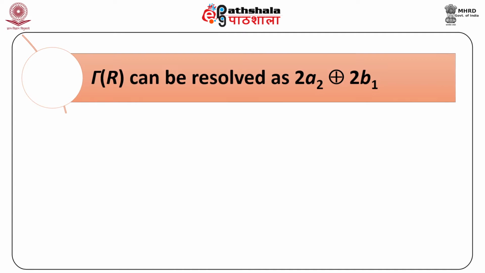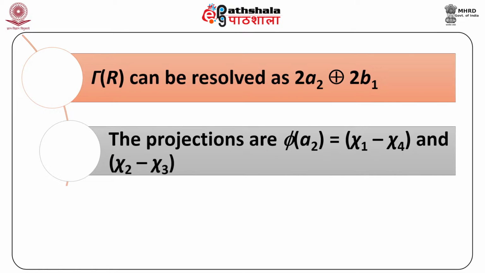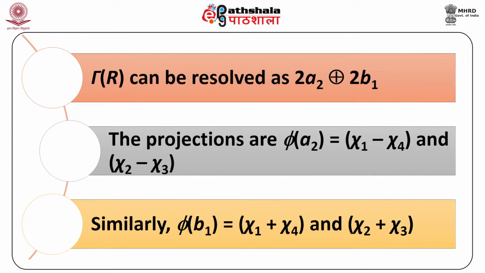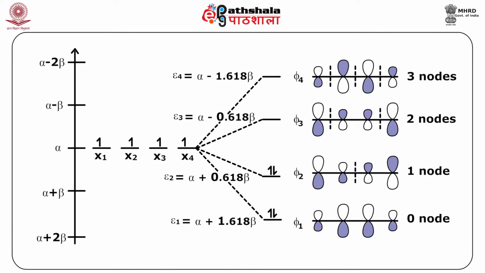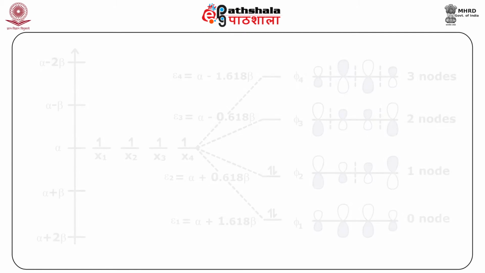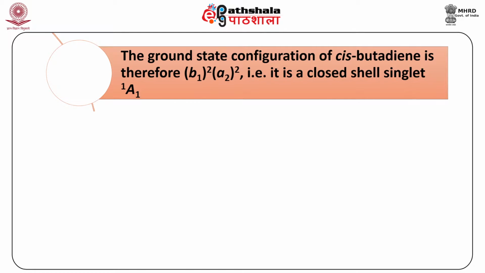So when you resolve this, what you find is that you get 2A2 plus 2B1, and when you apply the projection operators, you find that for A2, chi1 minus chi4 and chi2 minus chi3 combinations lead to A2, and for B1 the combinations are chi1 plus chi4 and chi2 plus chi3, and again we go back to our figure, we see that phi1 and phi3 transform as B1 and phi2 and phi4 as A2. The ground state configuration of cis-butadiene is therefore B1 twice, A2 twice, and it is a closed shell singlet 1A1.